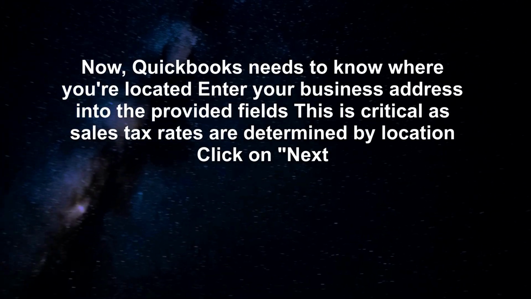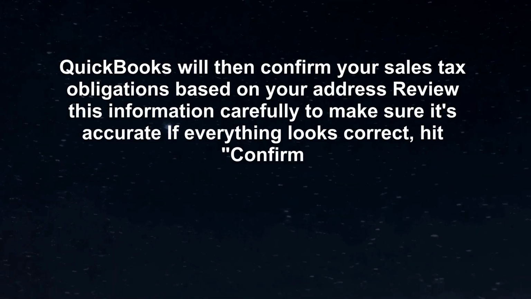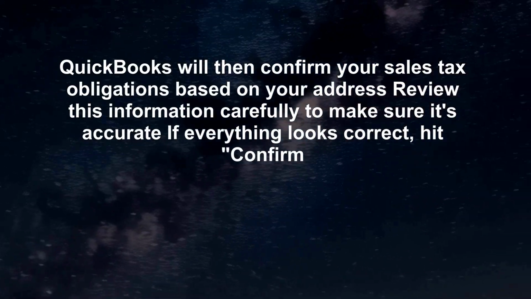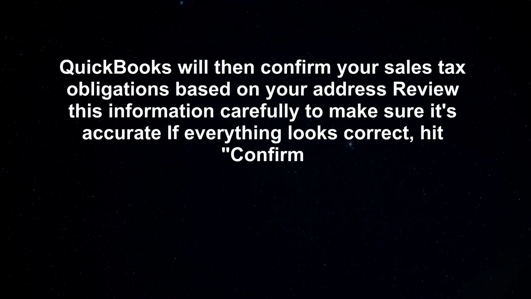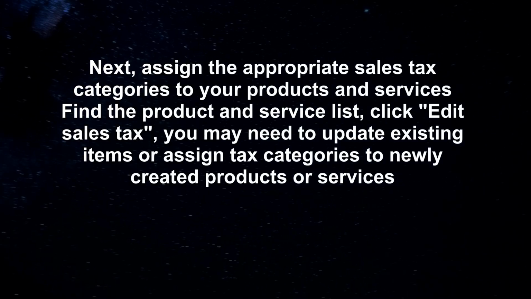Click on Next. QuickBooks will then confirm your sales tax obligations based on your address. Review this information carefully to make sure it's accurate. If everything looks correct, hit Confirm. Next, assign the appropriate sales tax categories to your products and services.